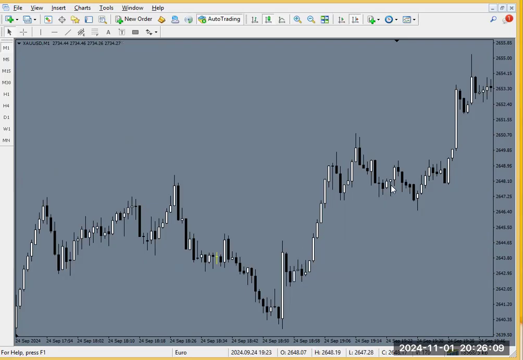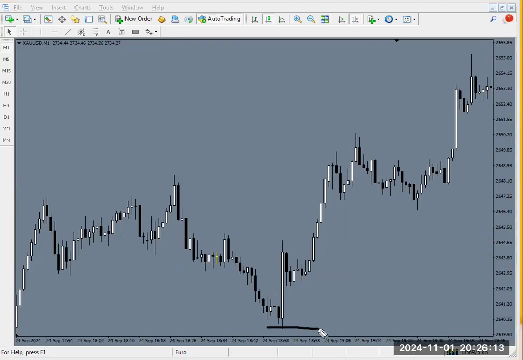So as long as it does not take out the low. So this is the low. In the next few minutes, you see what happened. Price went up. So it depends on the time frame you are on. If you're on the 1 minute, you'll be counting in minutes. If you're on the 4 hours, you should expect to see something in the next 4 hours.